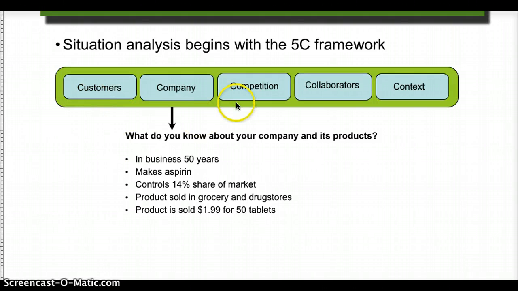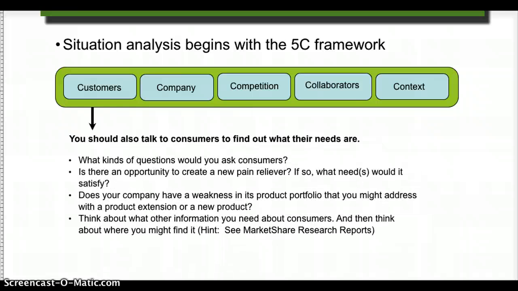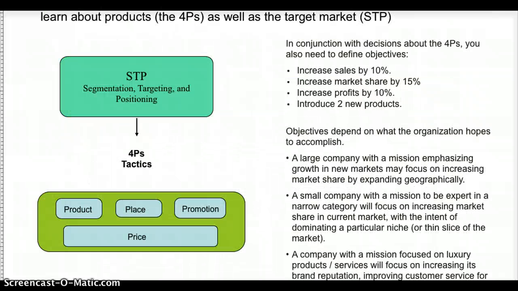So as you see here, for each of the 5 Cs, here's some of the key questions or key information that you have in the simulation, or key questions that you might ask to think about the questions or information that you might need, okay? So these next charts are just an illustration of how you can use the 5C framework to begin to analyze the situation that you're facing in MarketShare, okay?